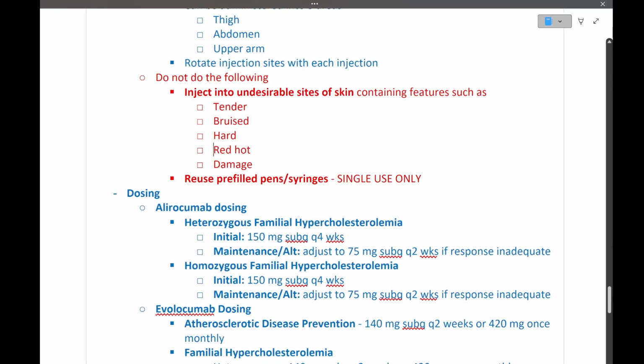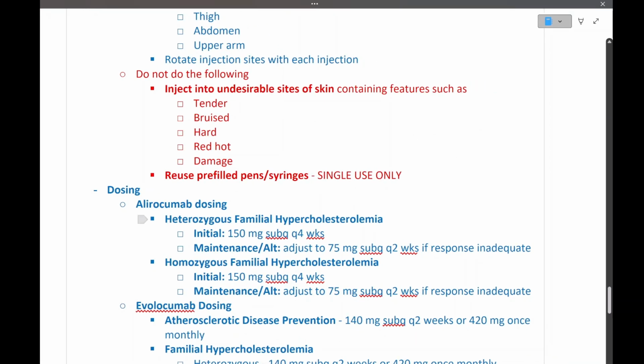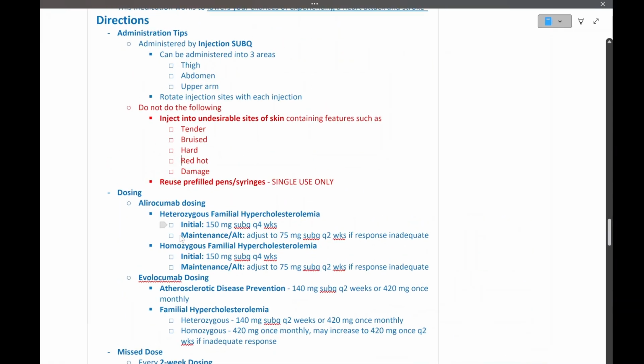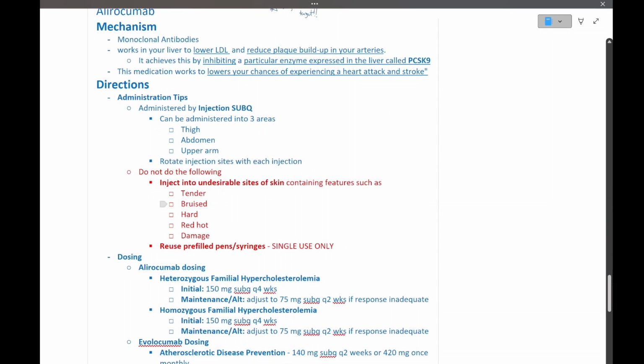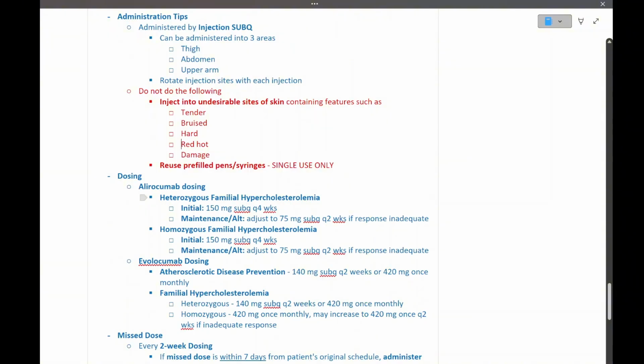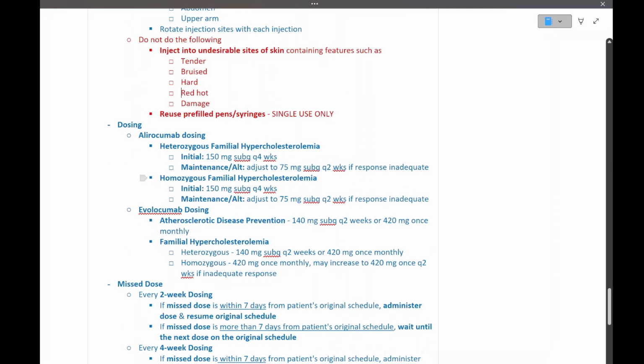Now, in terms of dosing, the alirocumab dosing schedule. Note that this medication is primarily ideal for patients who have a history of hypercholesterolemia. So in the case of heterozygous familial hypercholesterolemia, the dosing regimen is 150 milligrams subcutaneously every 4 weeks, adjusting to 75 milligrams subcutaneously every 2 weeks if the response is inadequate. Same thing with homozygous familial hypercholesterolemia. The initial dosing regimen is 150 milligrams subcutaneously every 4 weeks, with the maintenance adjusting to 75 milligrams subcutaneously every 2 weeks if the response is inadequate.